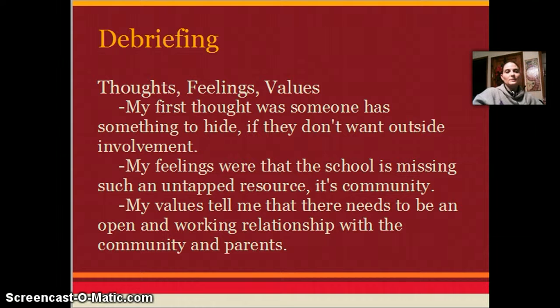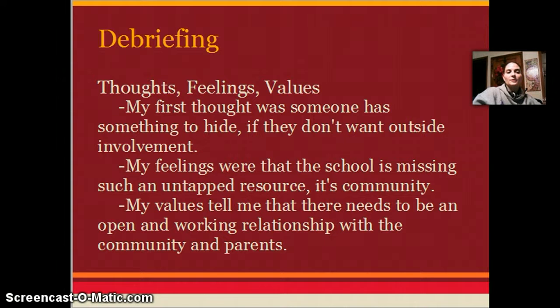Thoughts, feelings, and values. My first thought was someone has something to hide if they don't want outside involvement. They feel that the community does not want to be involved. Well, they truly might. They just may never have been asked. So I think there's something hiding there.